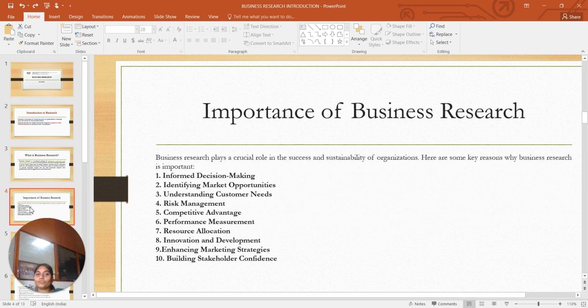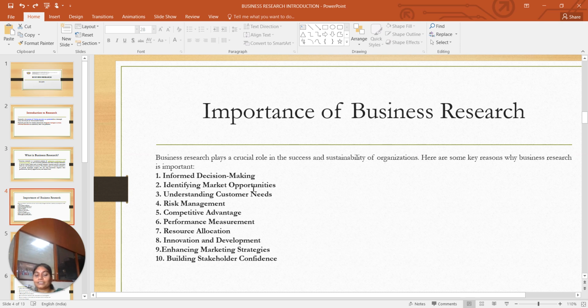And what is the importance of business research? Business research plays a crucial role in the success and sustainability of organizations. Here are some key importances of business research: informed decision making, identifying market opportunities, understanding customer needs, risk management, competitive advantage, performance measurement, resource allocation, innovation and development, enhancing marketing strategies, and building stakeholders' confidence. Informed decision making.